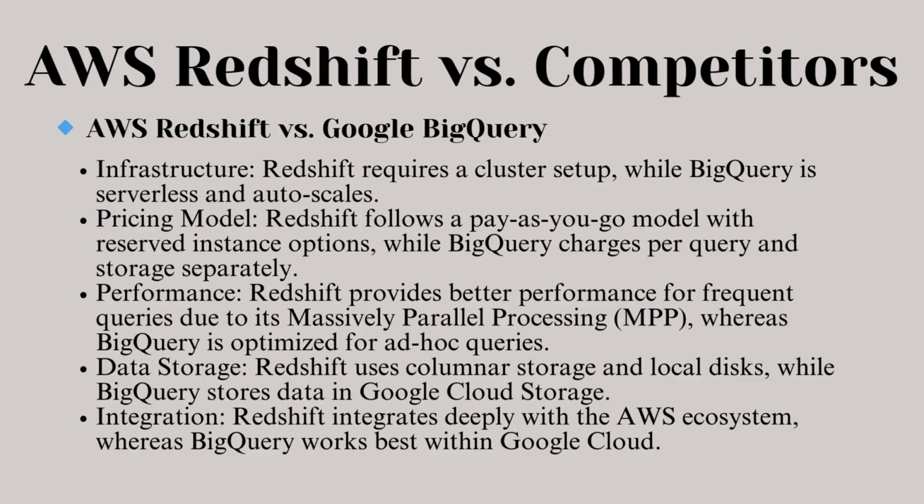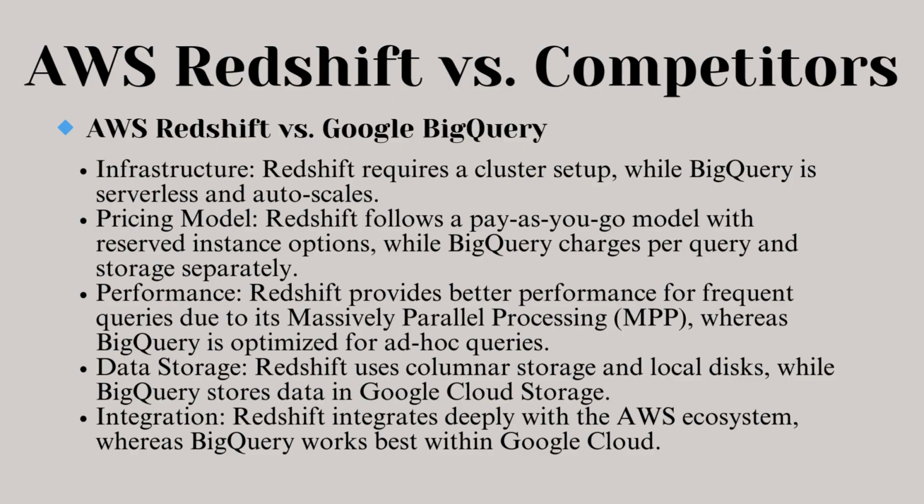AWS Redshift versus Google BigQuery. Infrastructure wise, Redshift requires a cluster setup while BigQuery is serverless and auto scales. Pricing model. Redshift follows a pay-as-you-go model with reserved instance option, whereas BigQuery charges per query and storage separately. Performance-wise, Redshift provides better performance for frequent queries due to MPP, while BigQuery is optimized for ad hoc queries.